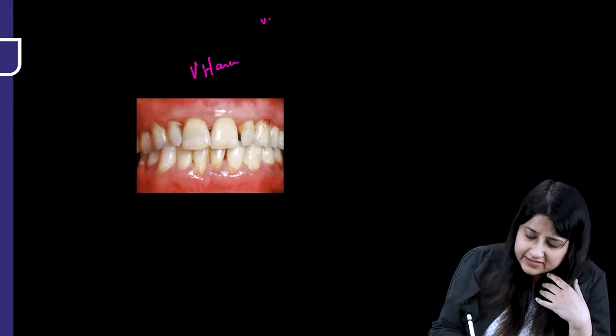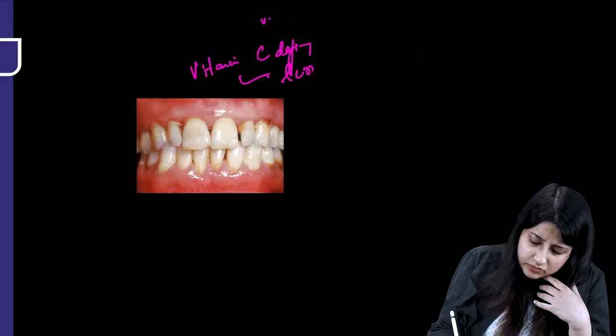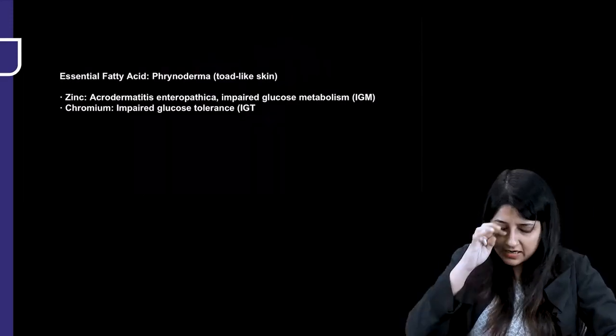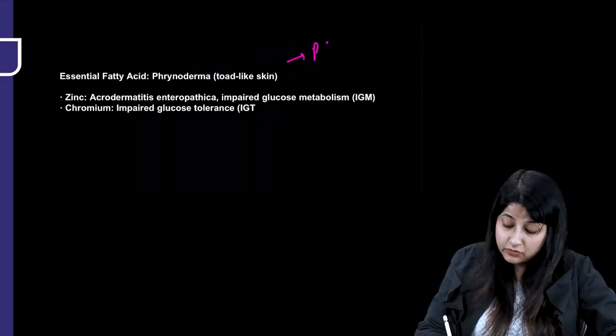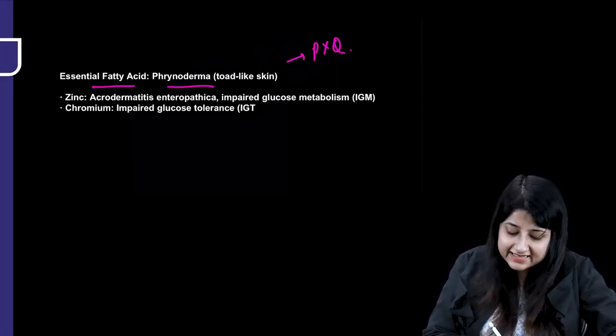Now what is this? Look at the teeth as well as the gums. This is vitamin C deficiency, already discussed, and this presents with what is known as scurvy. Now another question which is a PYQ. Essential fatty acid deficiency leads to phrynoderma or toad-like skin.